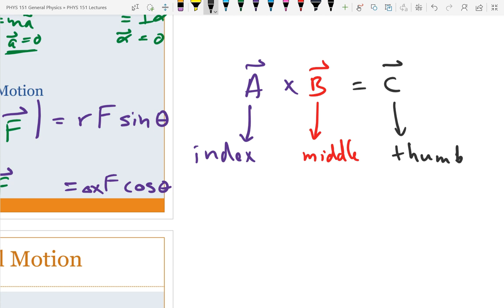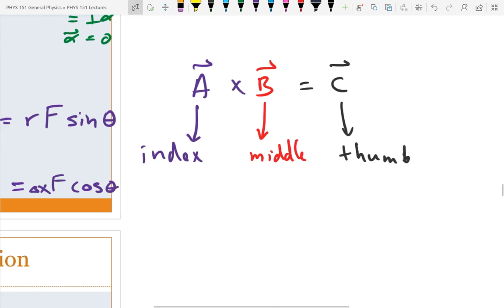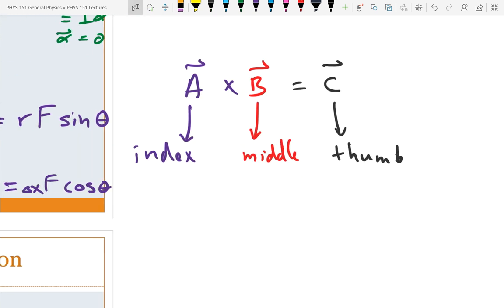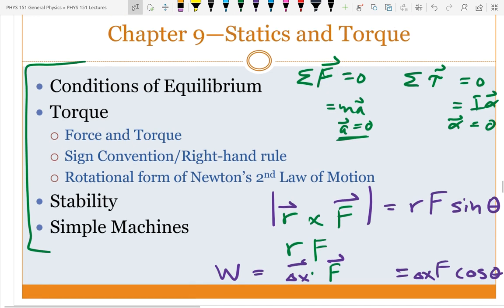Why does all this matter? Well, you need to get the direction of your torques correct. And so since torque is R cross F, R is in the position of A, force is in the position of B, and the torque is in the position of C. So make sure you can do those cross products.